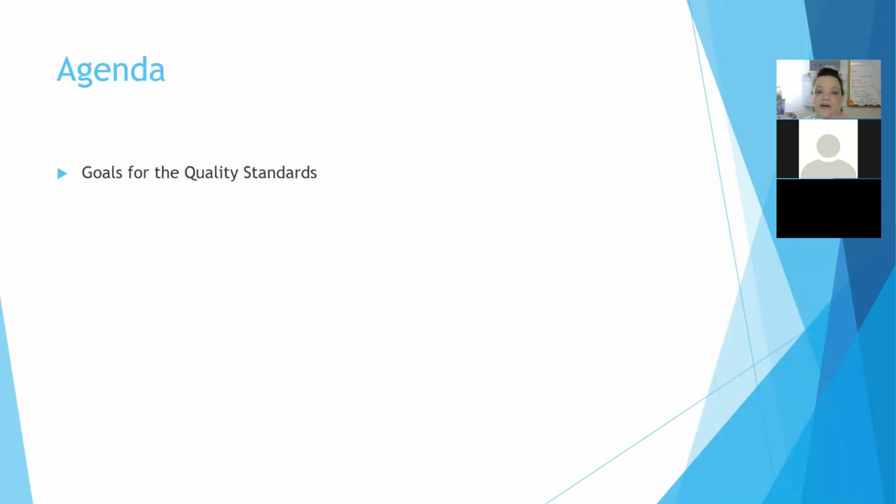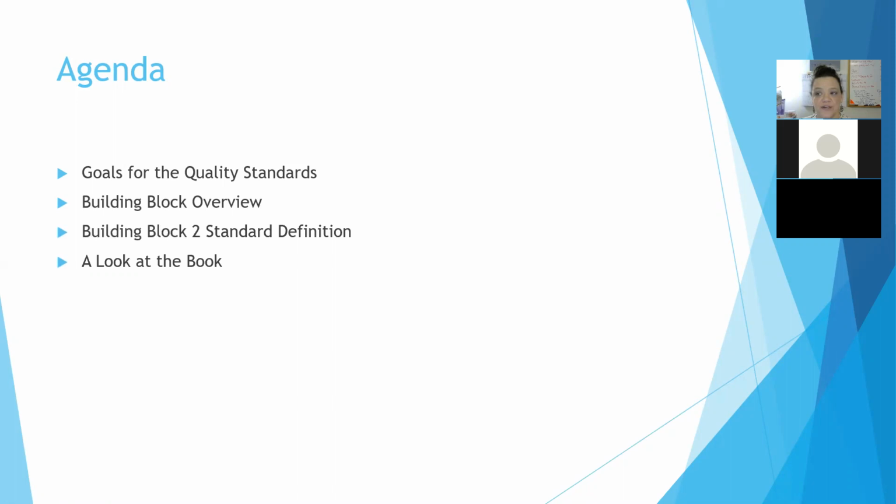So we're just going to talk about the quality standards. Again, this is recorded, so we try to go through what the quality standards mean and what they are, just in case anyone's watching this for the first time. We'll go over the building block and the standards. We'll look at the book, go through the indicators, because that's what you're really here for. And we'll do a resource reminder at the end.